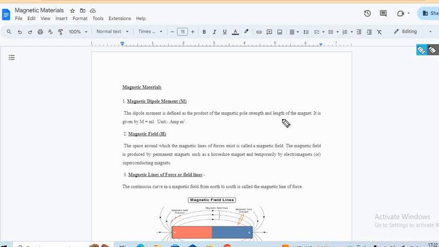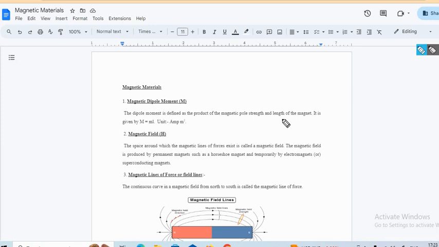So magnets were available from the beginning of human civilization, but the use of magnetic material is most important in modern days. As the applications increase, the study of magnetic material became important. So first, let me talk about what a magnetic material is.